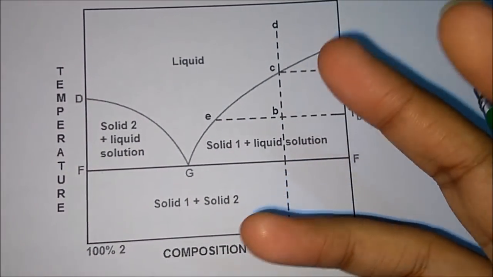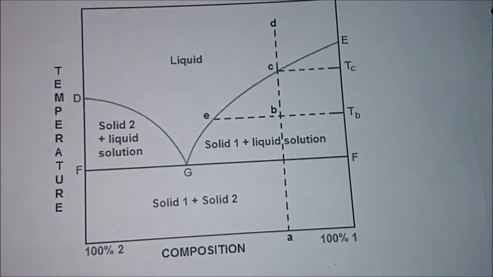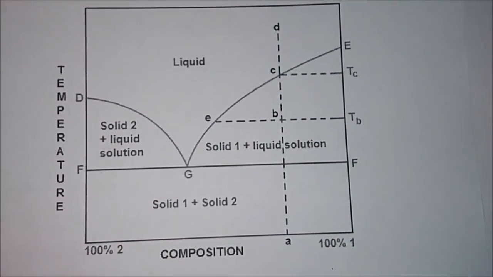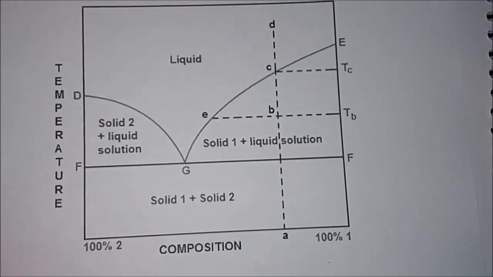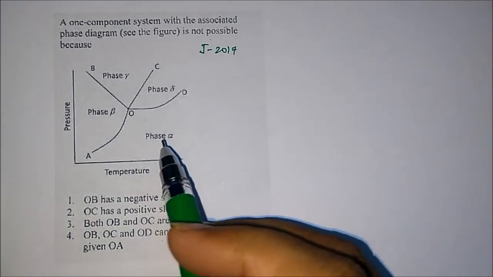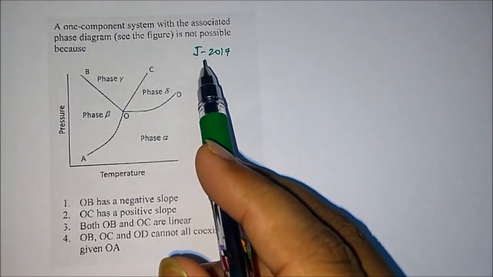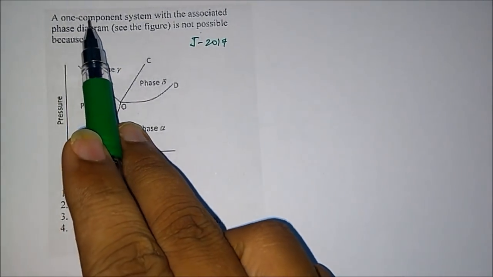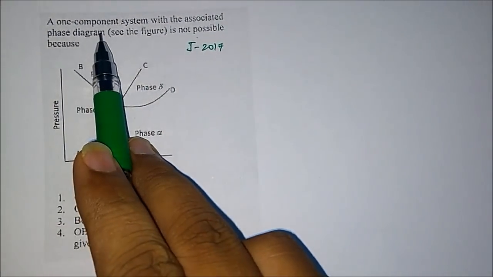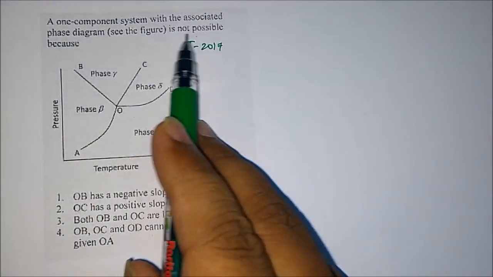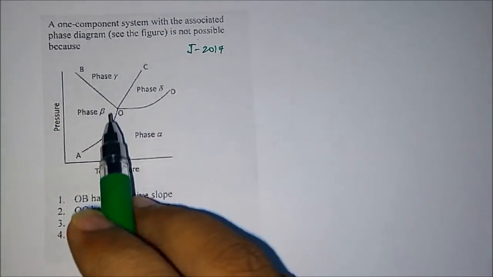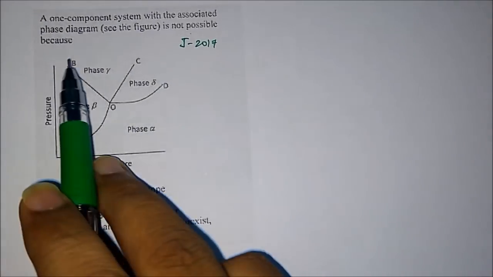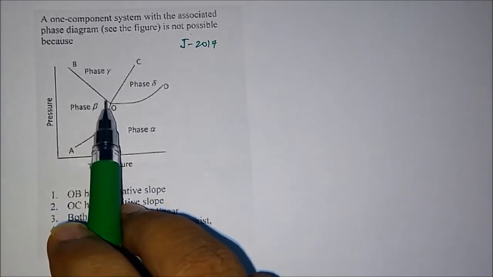Now I will try to solve the questions which have already been asked in the CSIR exam from this topic. Okay, so I will start from this question which was asked in June 2017, and the question says that a one component system with the associated phase diagram, this is the phase diagram, is not possible because, so they are saying that this diagram is not possible. Why? Because OB has negative slope, but we have already seen that water has negative slope, so negative slope is not a problem here.